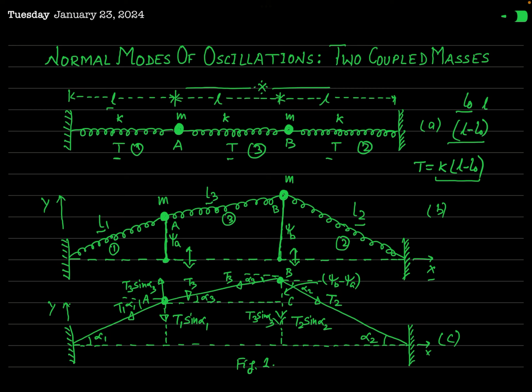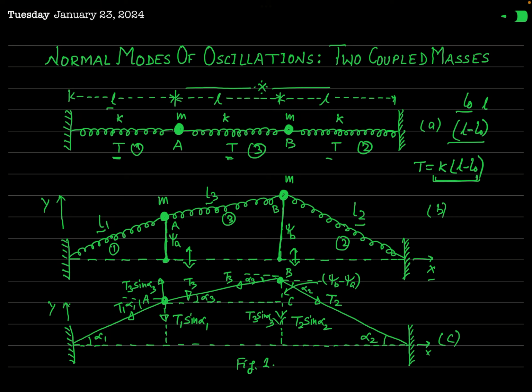So the tensions in these springs will now change. In the equilibrium state, we have considered that T is the tension in each spring, and that T is equal to K times L minus L naught. But now the tensions in the three springs will be different because they will be elongated by different amounts.